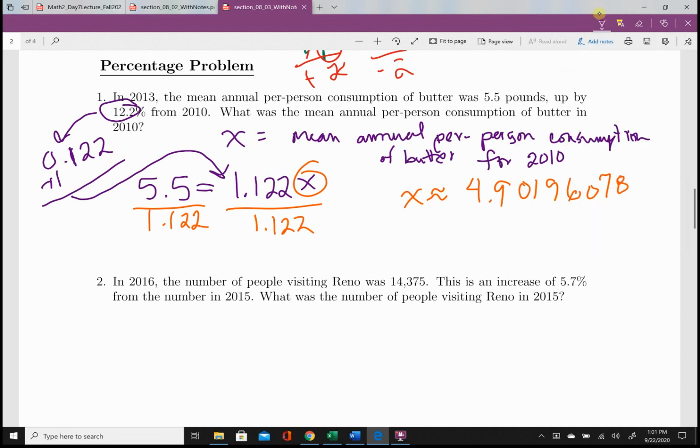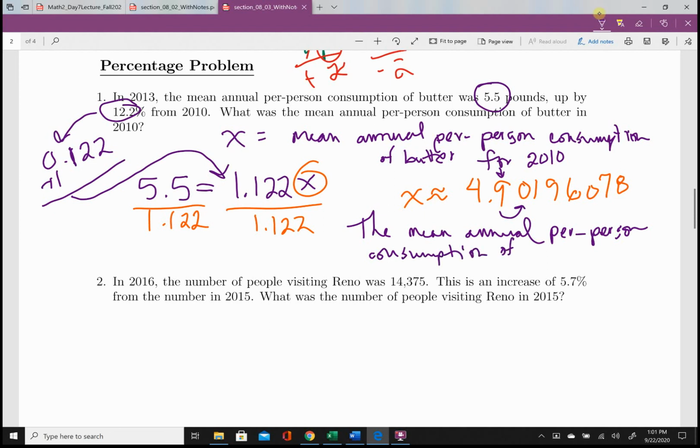So what do we want to do here? Well, they have their pounds. The convention is to have only one decimal place, so we're going to do the same thing. Luckily, rounding to that one decimal place is really easy because the neighbor is 0. So that'll mean that the mean annual per person consumption of butter for 2010 was 4.9 pounds.